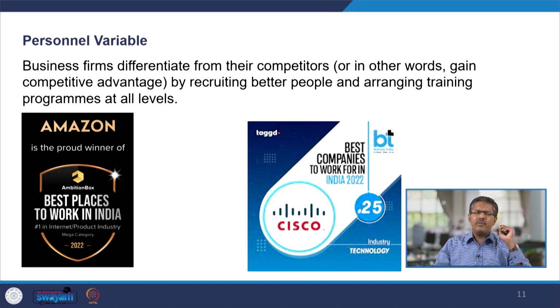So, business firms differentiate from their competitors by recruiting better people and arranging training programs at all levels. Amazon is the best among the mega companies and Cisco is the best among the large companies. Two companies I have brought in from the 2022 list of best companies to work with. So, this way also you can create a differentiation.